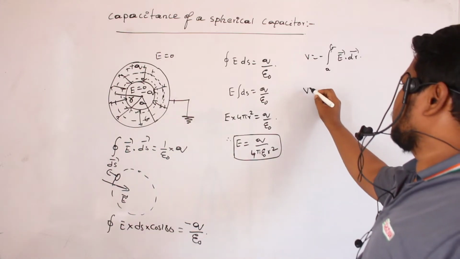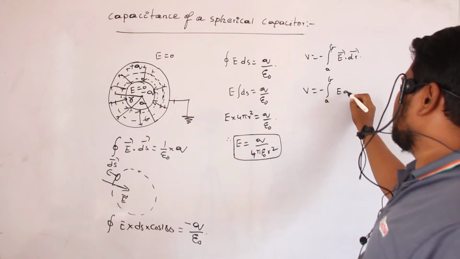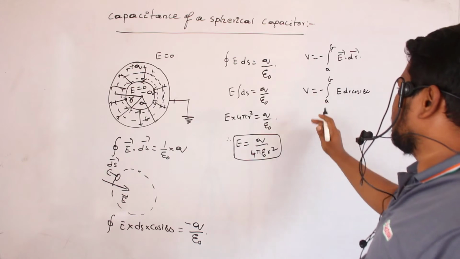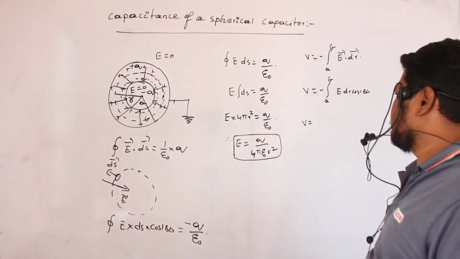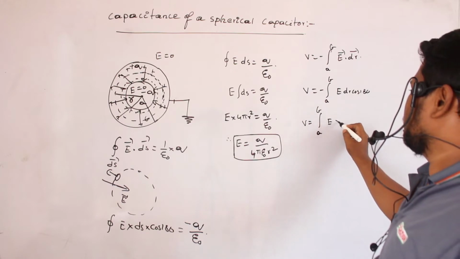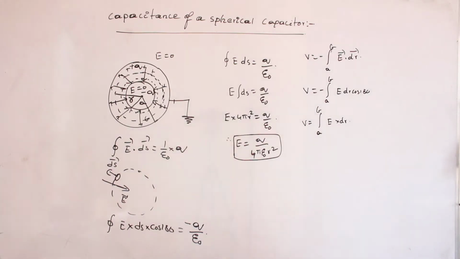So therefore I will write V is equals to minus integration of A to B of E dr cos 180. So this is minus 1. Already here I have minus, so both of them will become plus. So V is equals to integration from A to B of E into dr. Clear? So I got a relation up to here.